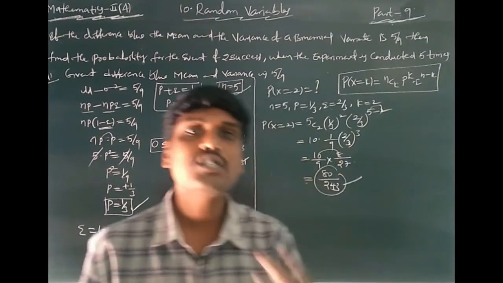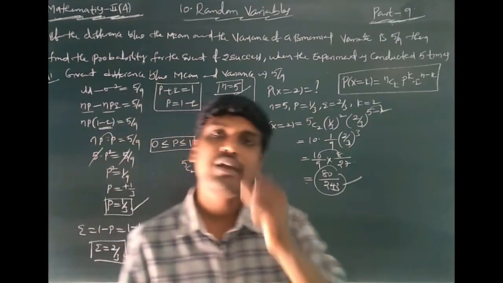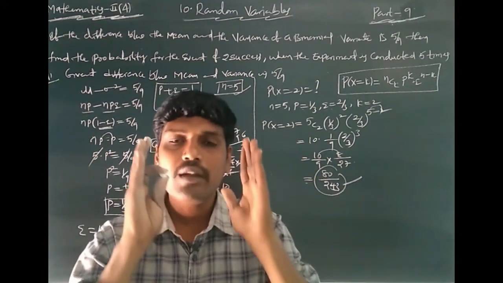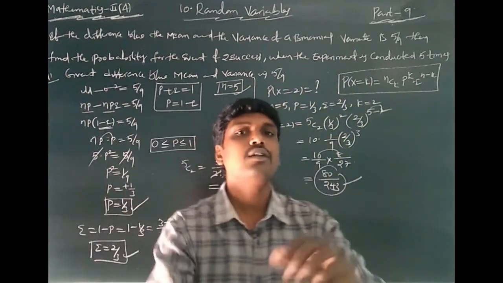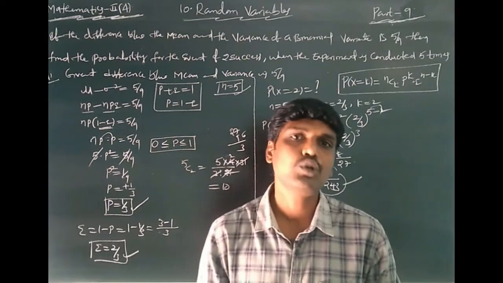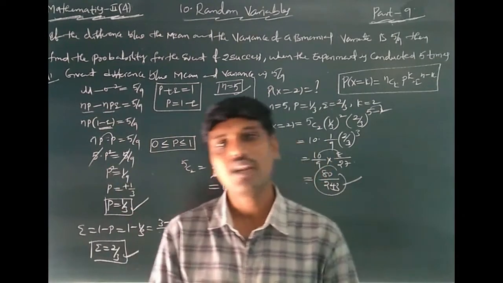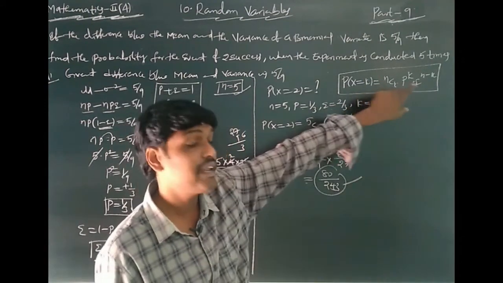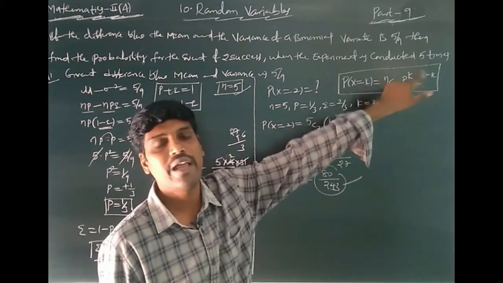Understood or not? In this way you can do that binomial distribution problem. Mean and variance are given. Using the given mean and variance, you can find the parameters n, p, q, and easily get to the total answer. This is a very important 2 marks problem. This is a very important formula in this binomial distribution.